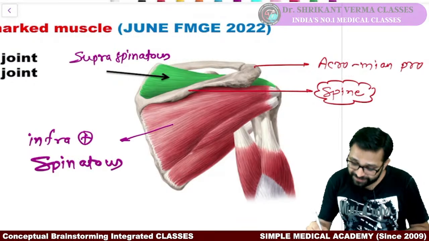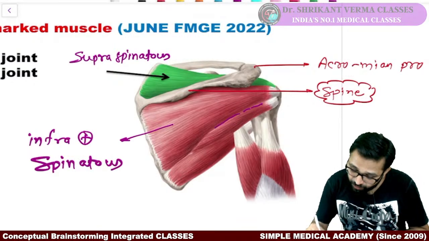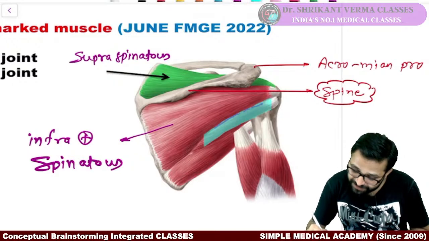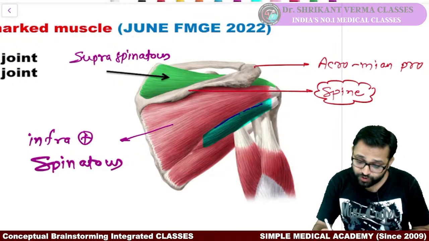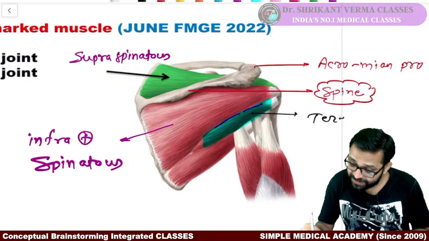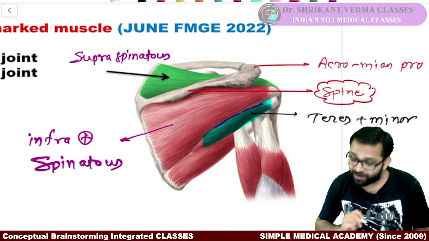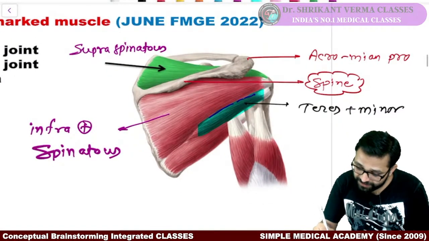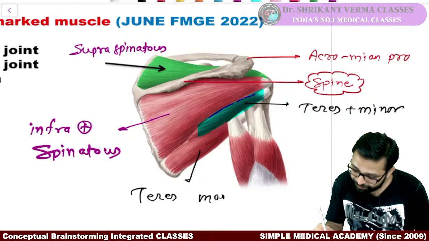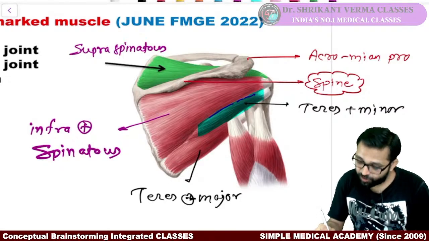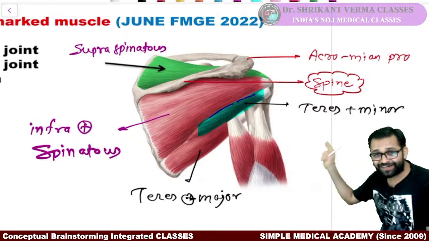Getting the point? This muscle is rounded in nature. Yes, sir. This muscle is a little bit rounded. So this is known as teres. Teres means rounded, and it is small in shape. That's why minor. And here you can see a comparatively bigger muscle. That's why this is our teres, big muscle, that's why major. What I want to tell you, break the name and get the idea.